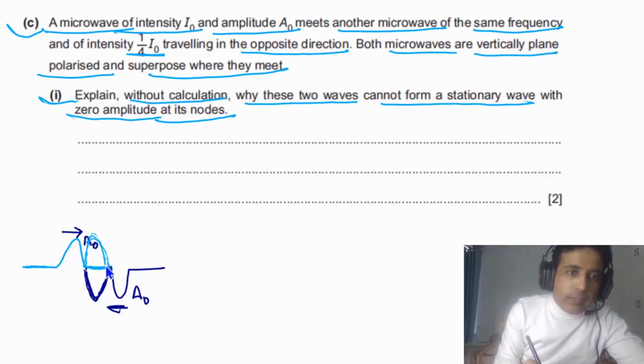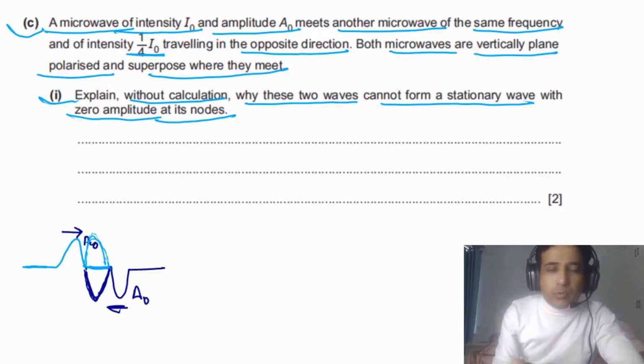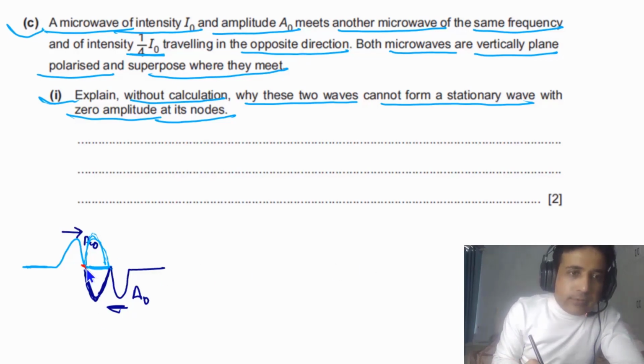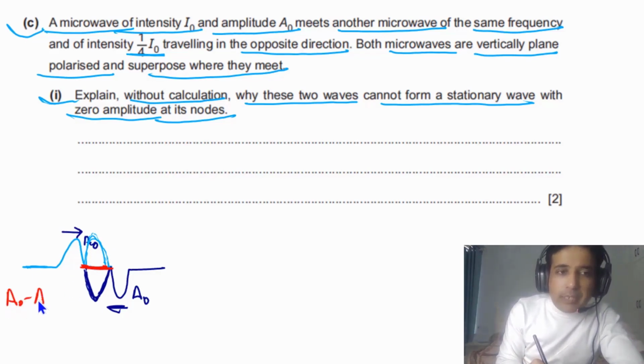In this case, when these two waves superpose, the amplitude of the resultant wave will be 0. Means they will cancel each other completely. So complete cancellation will take place in this case, and the resultant amplitude will be equal to 0. You can also understand it as A naught minus A naught, which will be equal to 0.